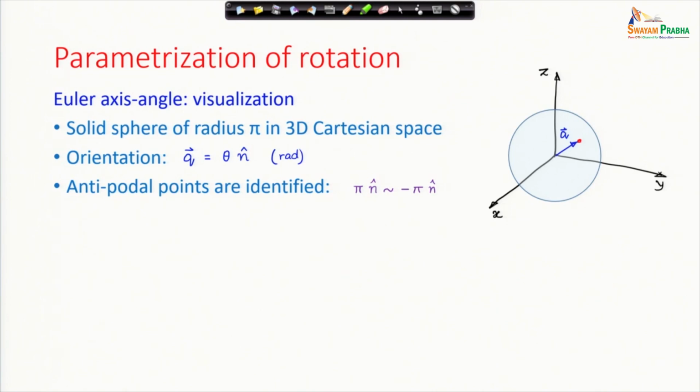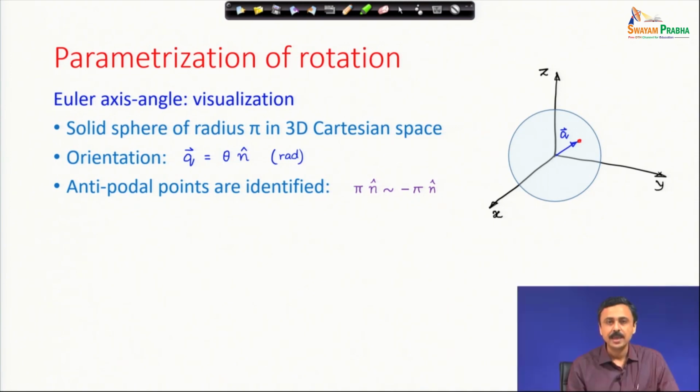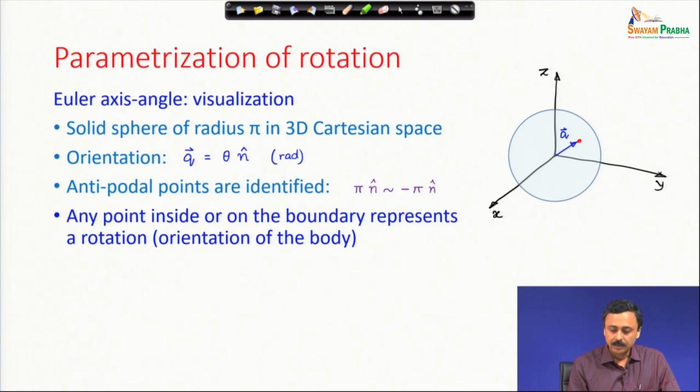So, if you rotate a body by pi, or if you rotate a body by minus pi, you will reach the same orientation. Therefore, antipodal points of this radius pi sphere in 3-dimensional space are identified. They are called antipodal points, diametrically opposite points. Now, consider any two points, say this is one point and this red one is another point, another vector representing orientation.